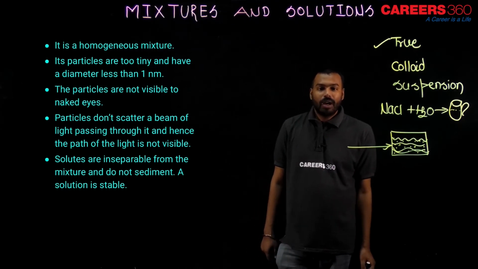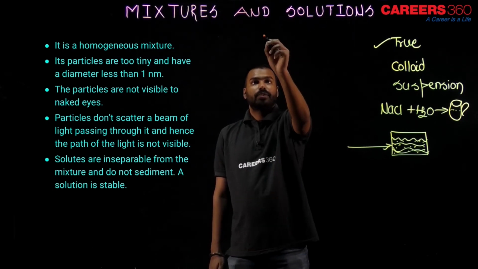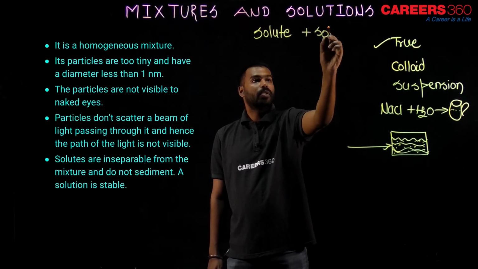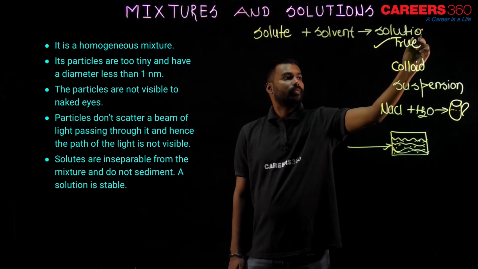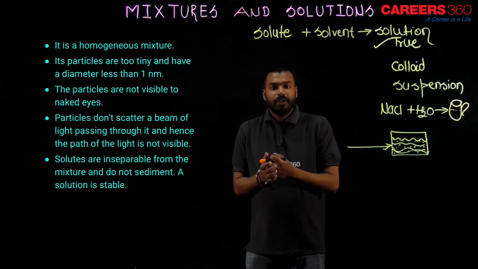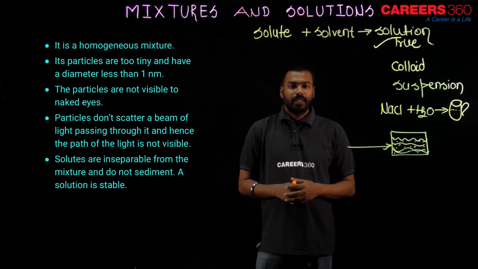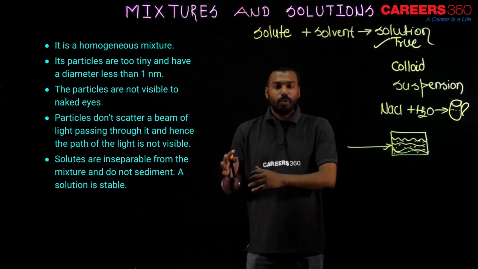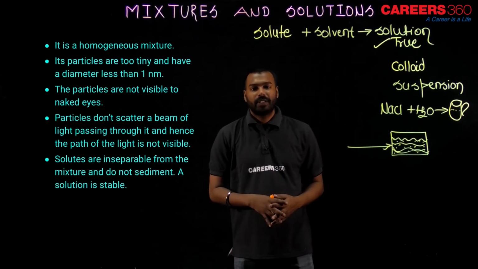See, solutes are inseparable. What is solute? In a solution, the two important components are solute plus solvent, then the solution forms. So, solute plus solvent equal to solution. What happens if I add salt in water? If I add salt in water, salt is the solute. If I add sugar in water, sugar is the solute. If I add sugar and salt both in the water, then both are solute. And what is solvent? Water is solvent.